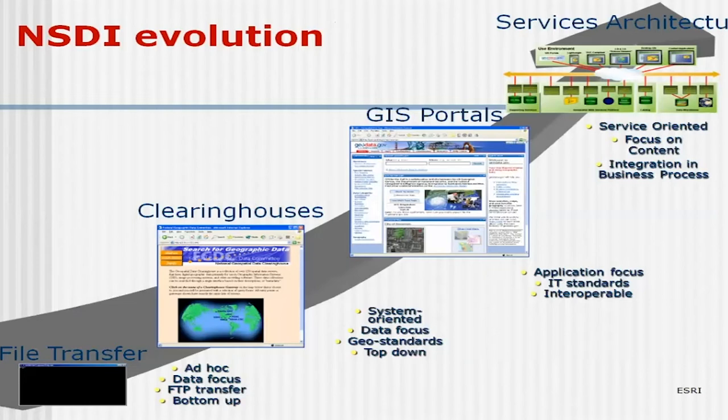The technology has evolved from file transfer, passing through clearinghouses, centralizing geo-information systems, the development of GIS portals, the geoportal, and now the architectural services on the cloud, with software as a service, software online, etc.